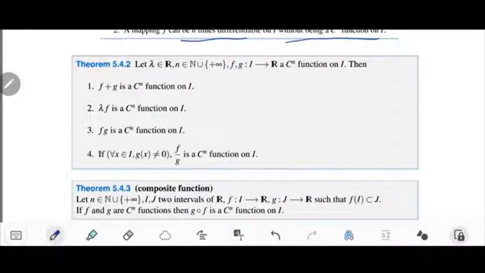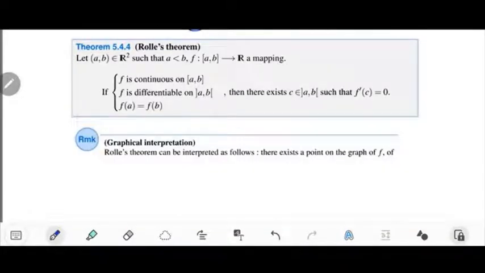We say that if f and g are Cn functions, then f plus g is a Cn function on I, lambda f is a Cn function on I, f times g is a Cn function, and f over g as well. And also for the composite functions, if we have f and g satisfying the hypotheses of the composite functions, so f is defined from I into R, g from J into R, and f of I is included in J, then if f and g are Cn, then g round f also is a Cn function on I.